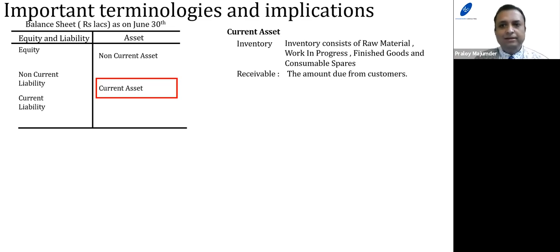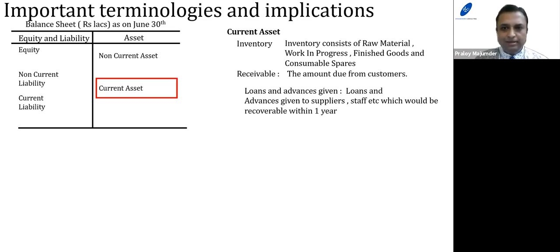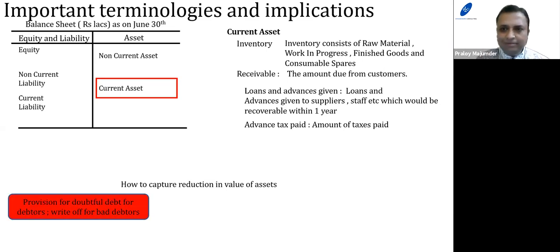Next, receivables, the amounts due from customers. Next, loans and advances given: if at the time of giving itself the document is very clear that it is to be recovered within 1 year, then we book it under current assets. Advance taxes paid are also current assets. Now, how do we capture the reduction in the value of these assets? For receivables, if there is any reduction in value, it would be provision for doubtful debts for debtors and write-off for bad debts.